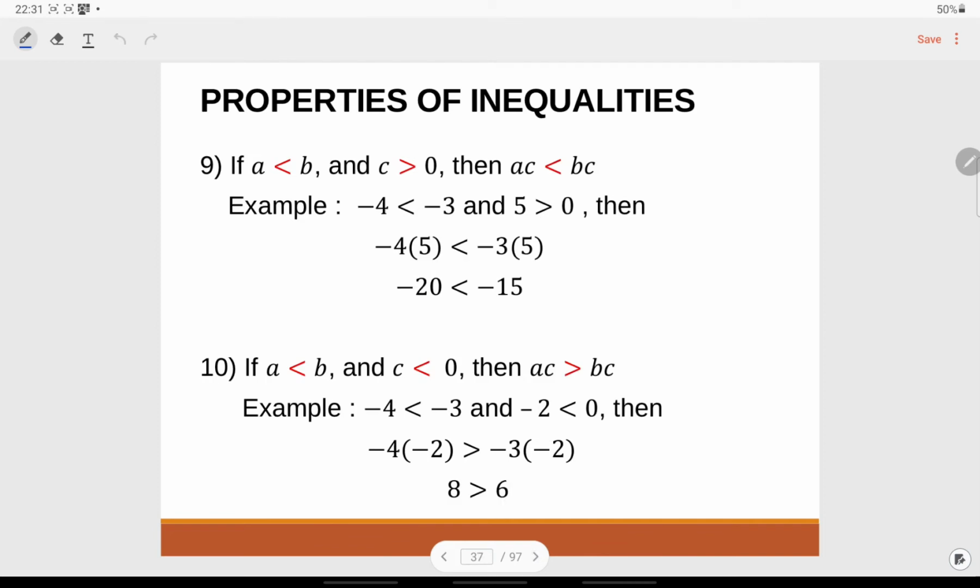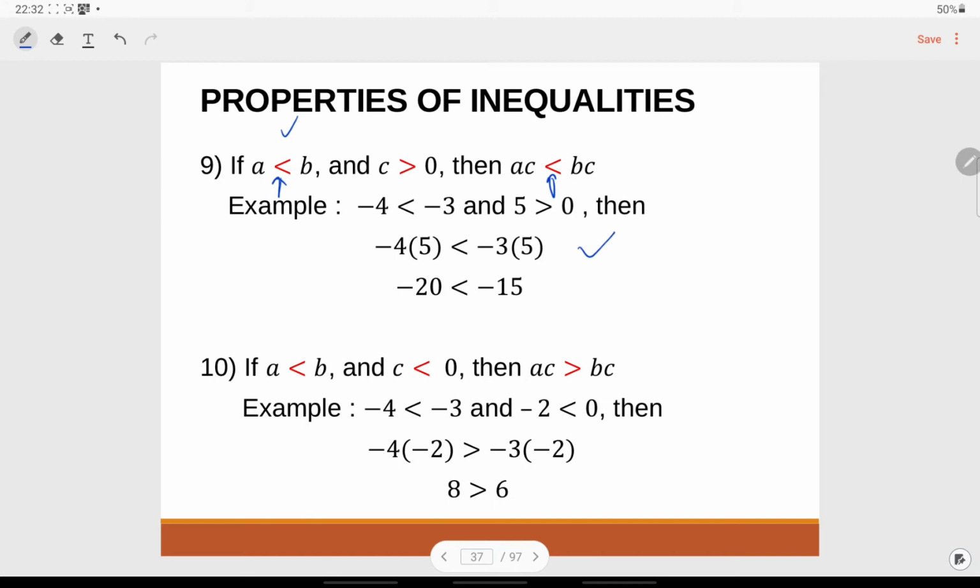The next property: if a is less than b, and we have another number c whose value is positive. Okay, c is a positive value. So if you multiply c to both sides of this inequality, the sign remains the same. Originally we have a less than b, then we multiply both sides by the positive number c, and we have ac less than bc.